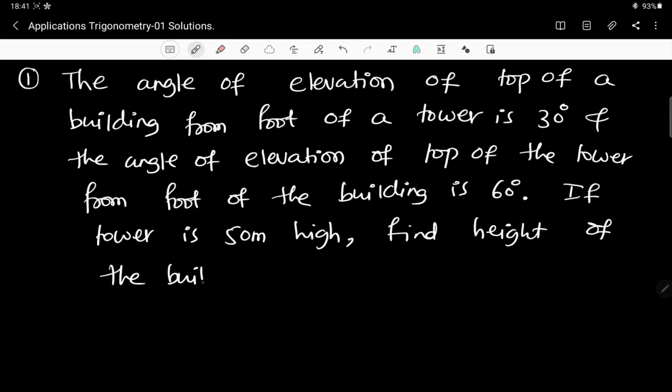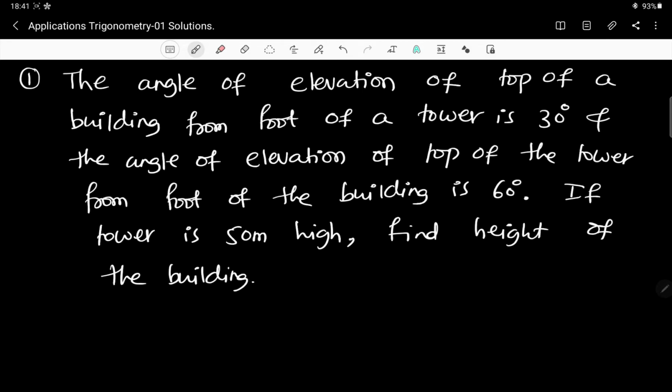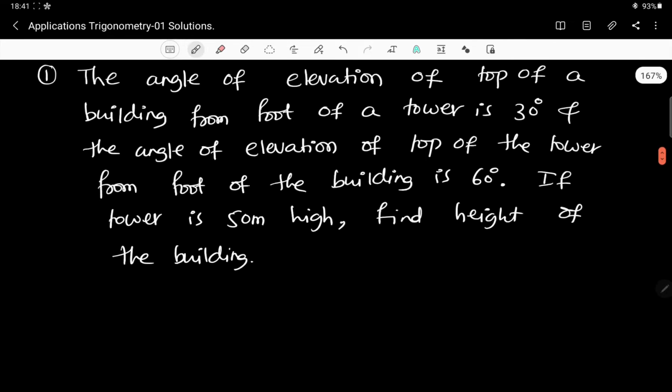Usually these questions are a little lengthy, but once you analyze and draw the diagram, then this question seems to be quite simple for you. Now look at this. The angle of elevation of top of a building. Top of a building means there is a building. So let me draw that building here. Let me draw it as AB.